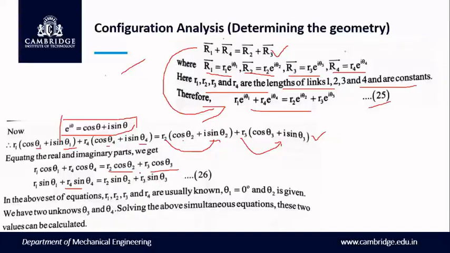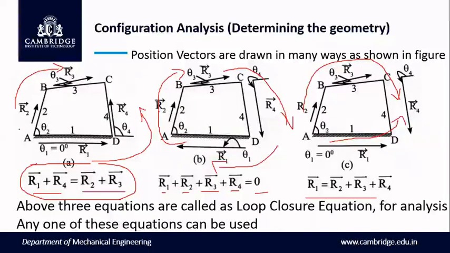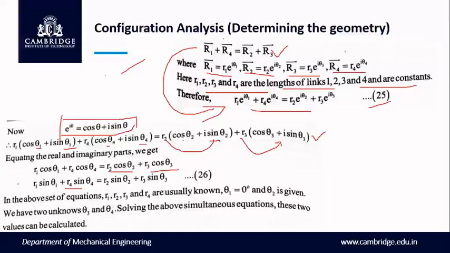By looking at the previous diagram, we can clearly say that theta 1 is equal to 0. This is the case we have taken, case number 1. So theta 1 is equal to 0, and sin 0 is equal to 0. Hence, in equation number 26, the first term goes to 0.